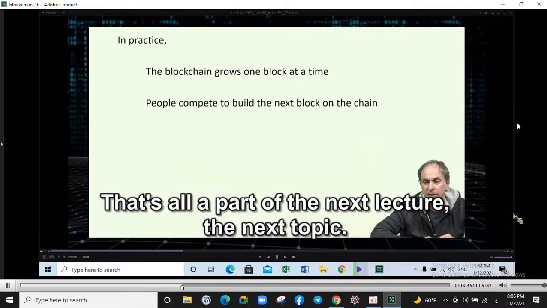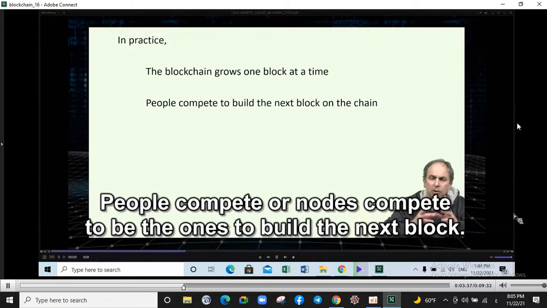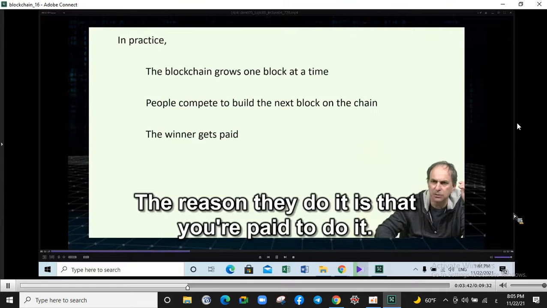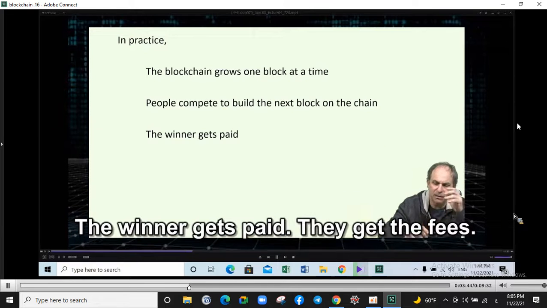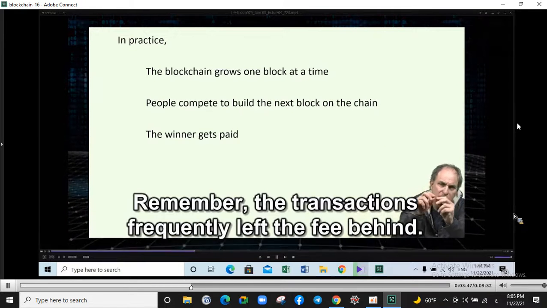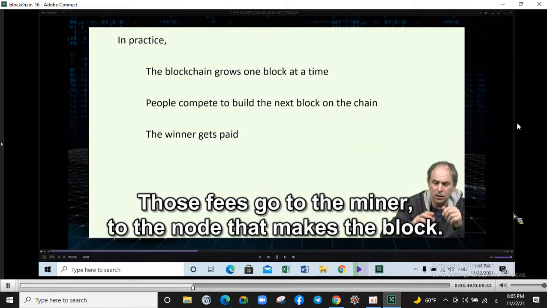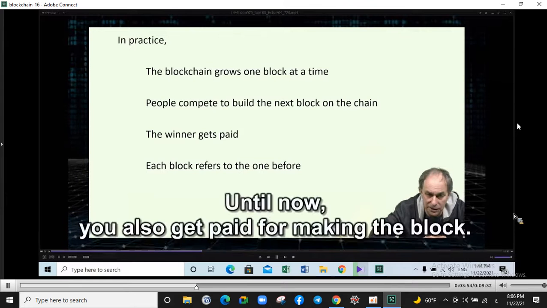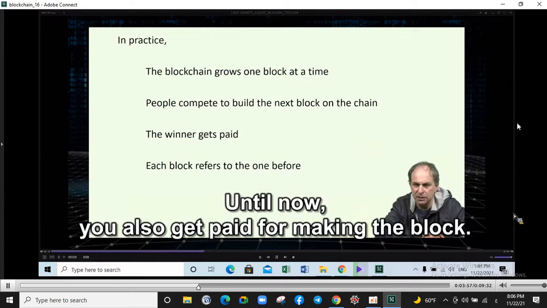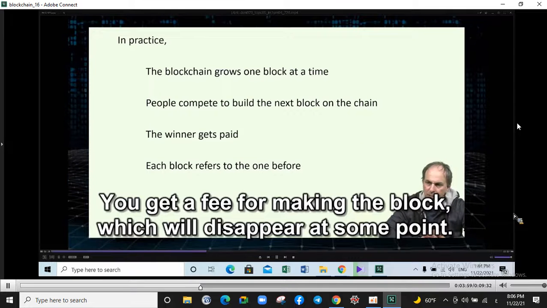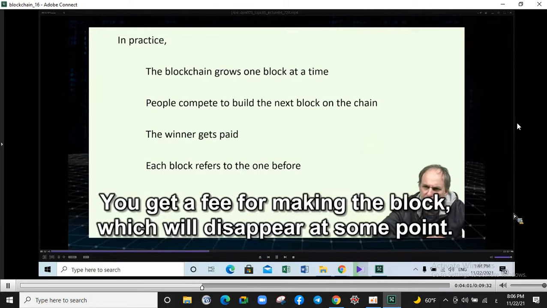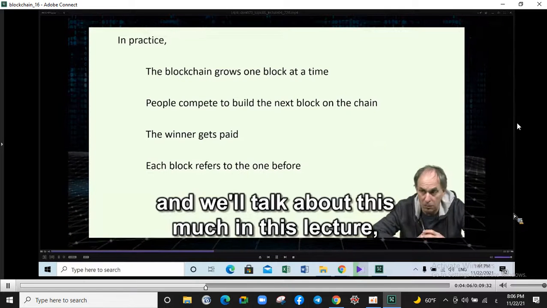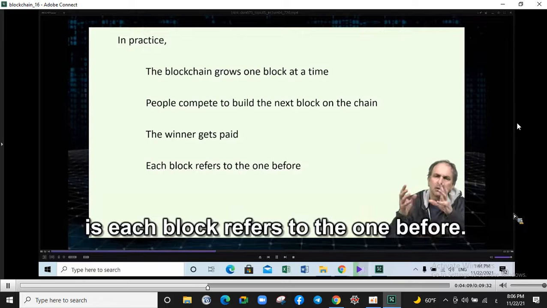So people compete, or nodes compete, to be the ones to build the next block. And the reason they do it is that they get paid to do it, right? The winner gets paid. They get the fees. Remember, the transactions frequently left the fee behind. Those fees go to the miner, to the node that makes the block. And until now, you also get paid for making the block. You get a fee for making the block, which will disappear at some point. Okay, and then the other thing about this, and we'll talk about this much in this lecture, is each block refers to the one before. That's the other bit about it.